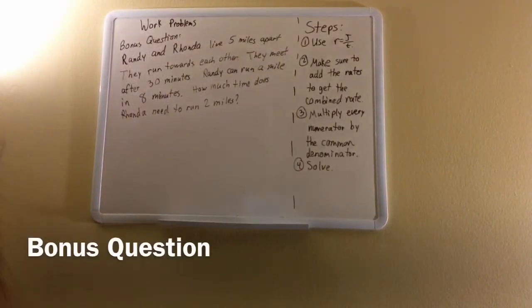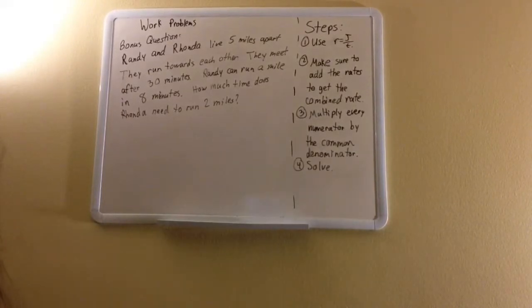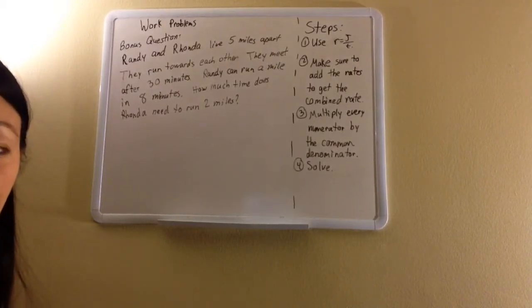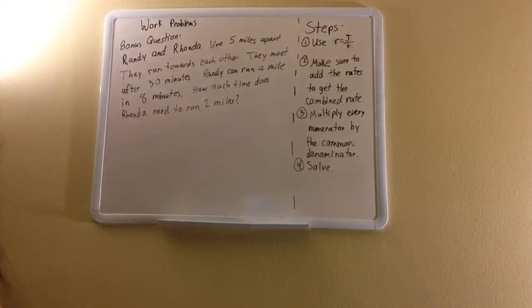So we have a problem where you have 2 people that live 5 miles apart and they're running towards each other. This basically means, if you're not quite sure what this means, that in total they run 5 miles. Okay? So they run 5 miles in total in 30 minutes. And then you have Randy's time and the distance, and you want to find Rhonda's time when you're given her distance.